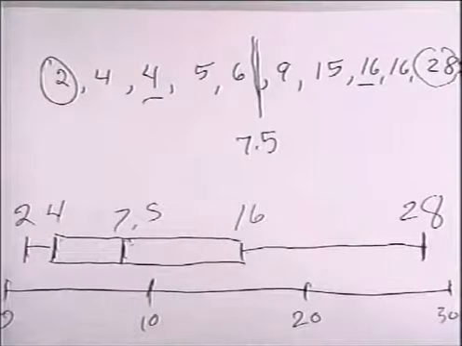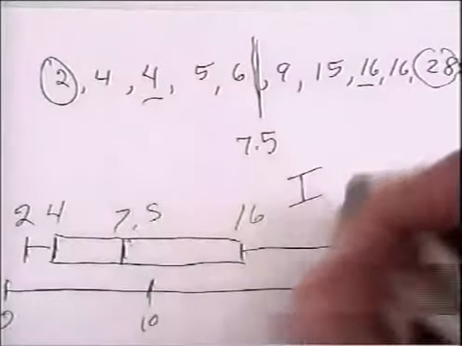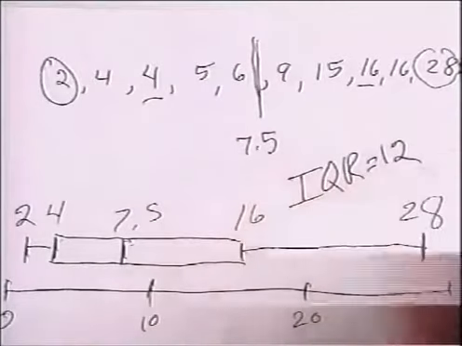Okay? Now, just for vocabulary purposes, the range of this data is from 2 to 28. So that is 26 units. 28 minus 2 is 26. So my range is 26. An important piece of data is the interquartile range. In other words, how far from the first to third quartile. From 4 to 16, I take 16 minus 4 gives me 12. There are 12 units between that. So my interquartile range, IQR, is 12.